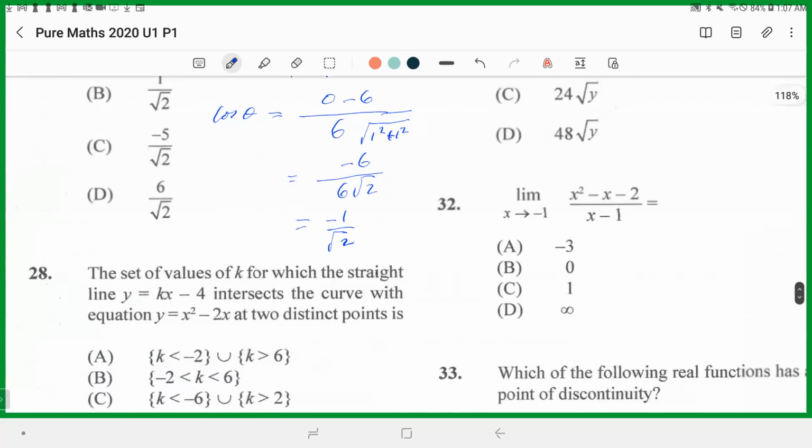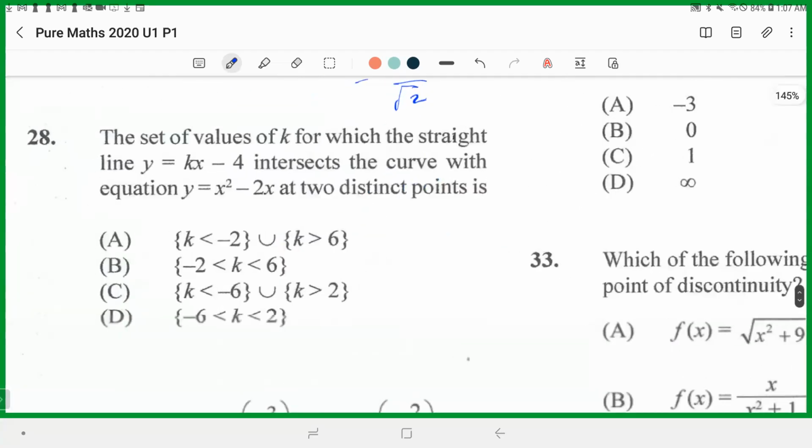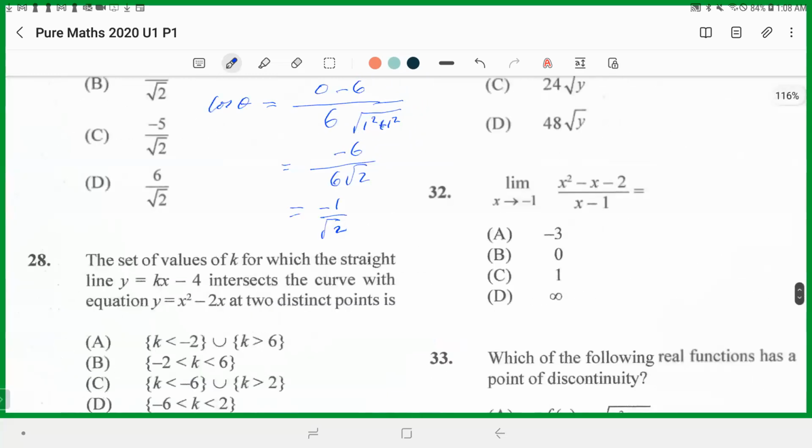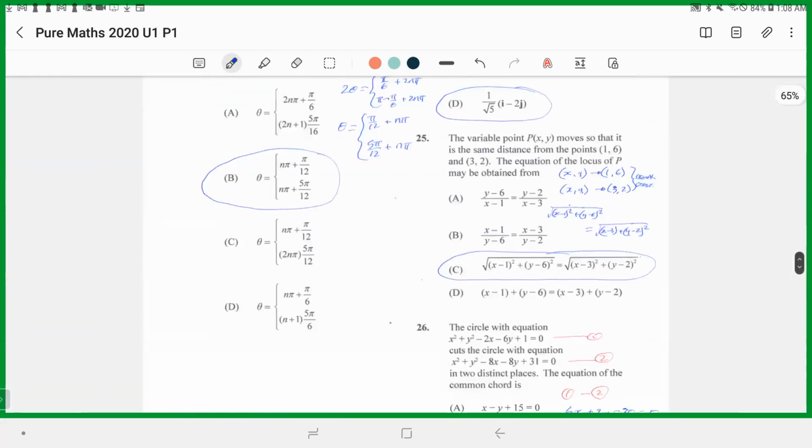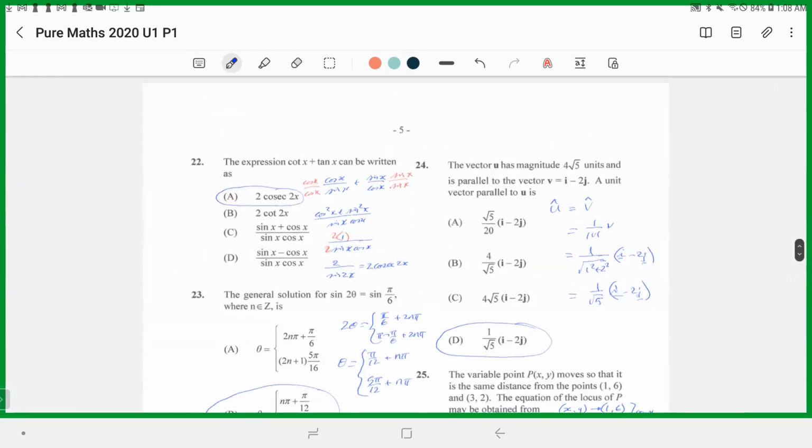This one says find the set of values of k for which the straight line intersects the curve at 2 distinct points. This is a question similar to the one above. If it intersects at 2 distinct points, then what will happen?